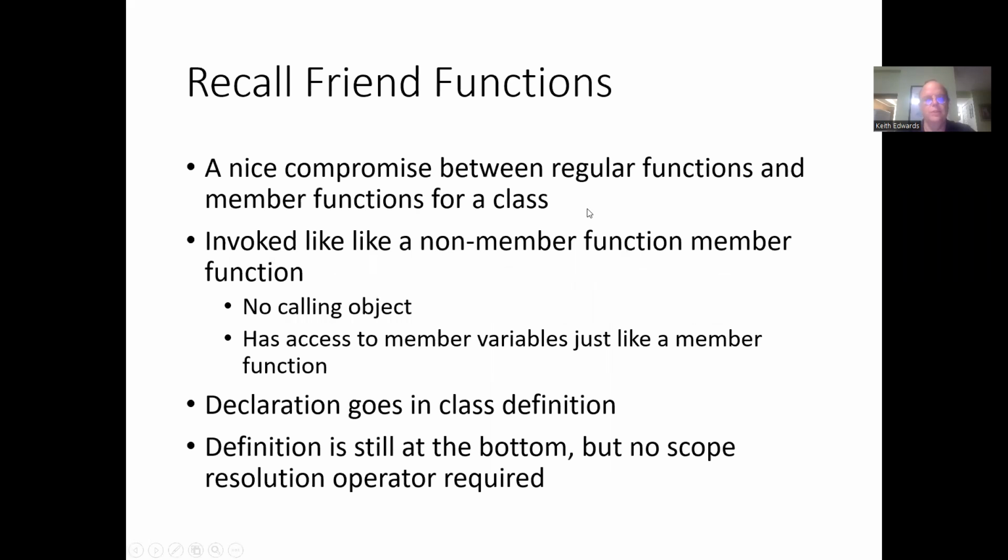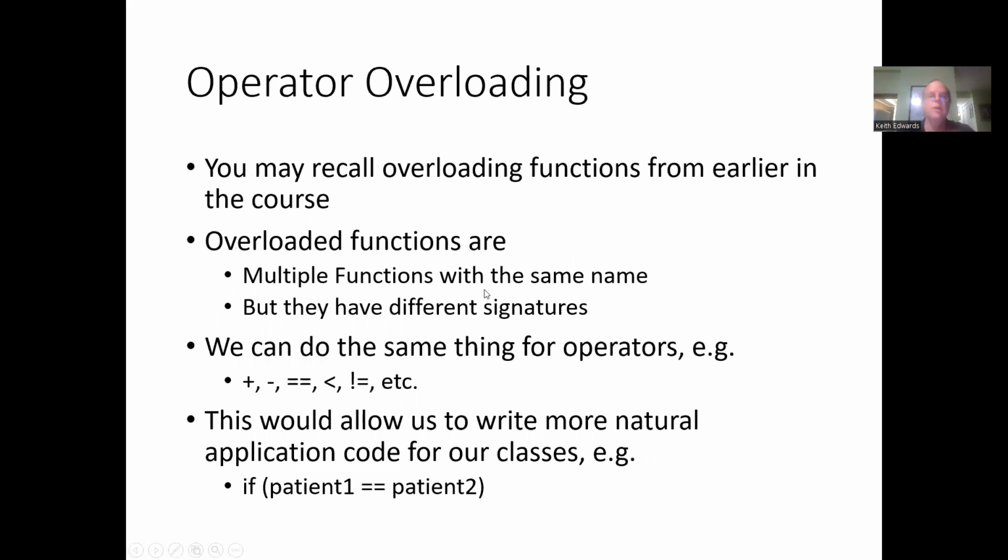So in our last session, we talked about friend functions, and these were a nice compromise between regular functions and member functions for a class. We invoked them like a non-member function. There was no calling object and no passed object that we had to keep track of, but we still had access to the member variables, just like we did with a member function. That was for both objects. The declaration goes in the class definition, and the definition we still write at the bottom, but we don't have to use the scope resolution operator.